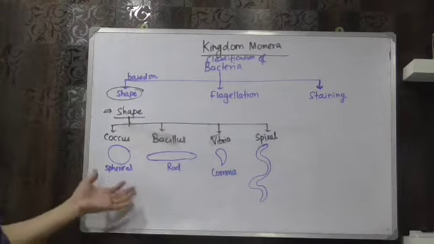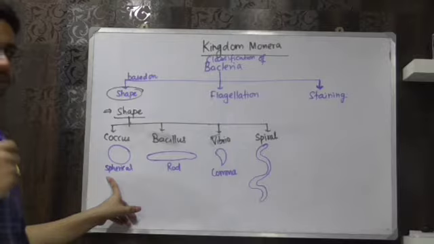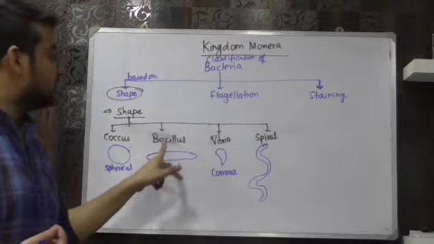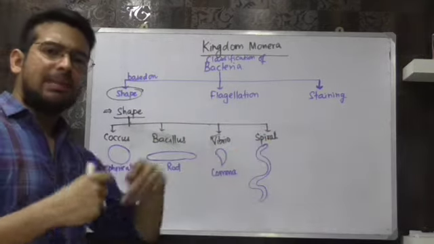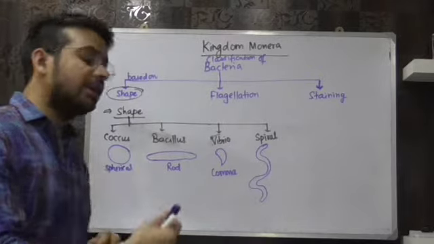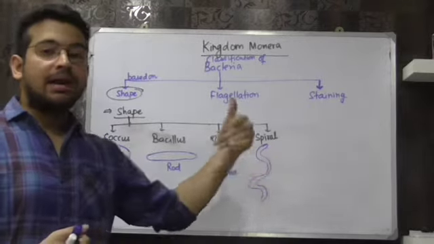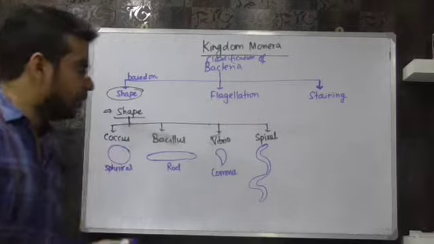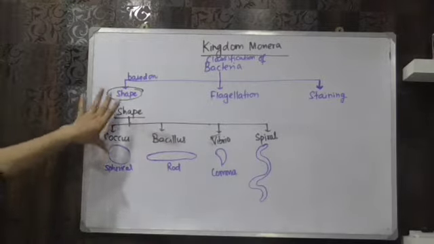Coccus: Staphylococcus, Streptococcus, they are pathogenic bacteria. Bacillus, rod-shaped bacteria, so the example is the Bacillus group of bacteria. Vibrio group like Vibrio cholerae, which causes cholera disease. Spirulina, which is used by space travelers as food capsules, because they are rich in proteins. That's it. This is the classification based on the shape.